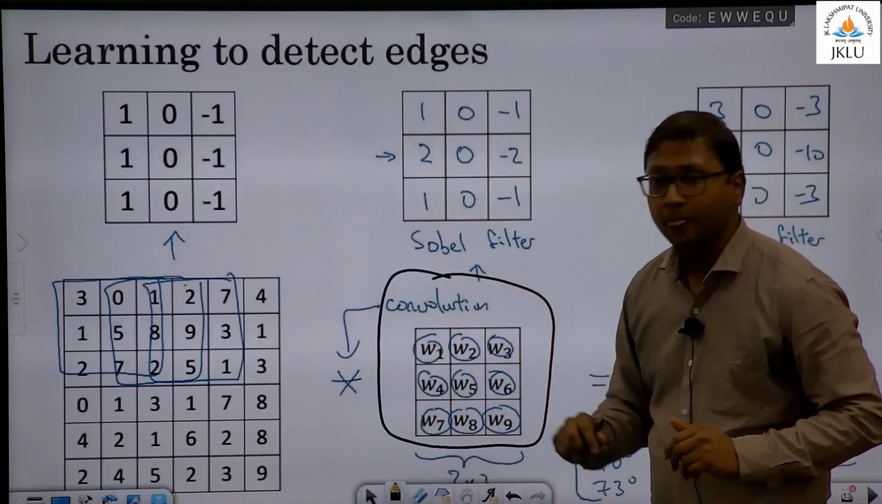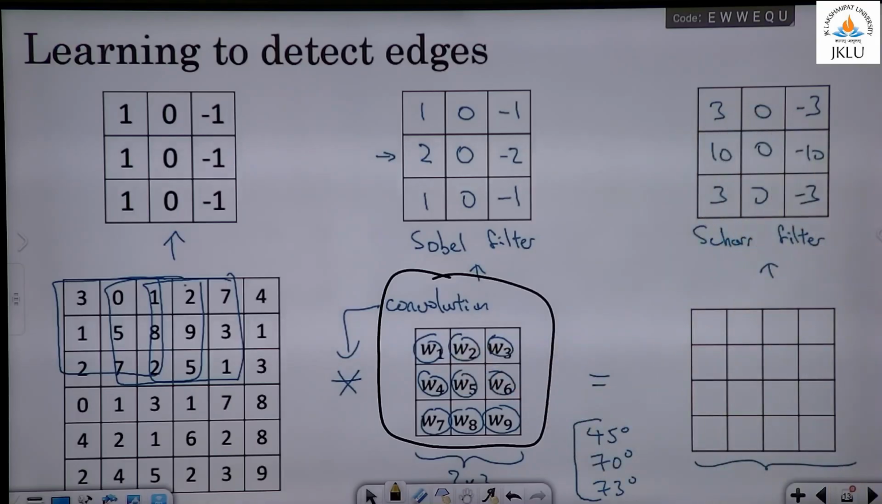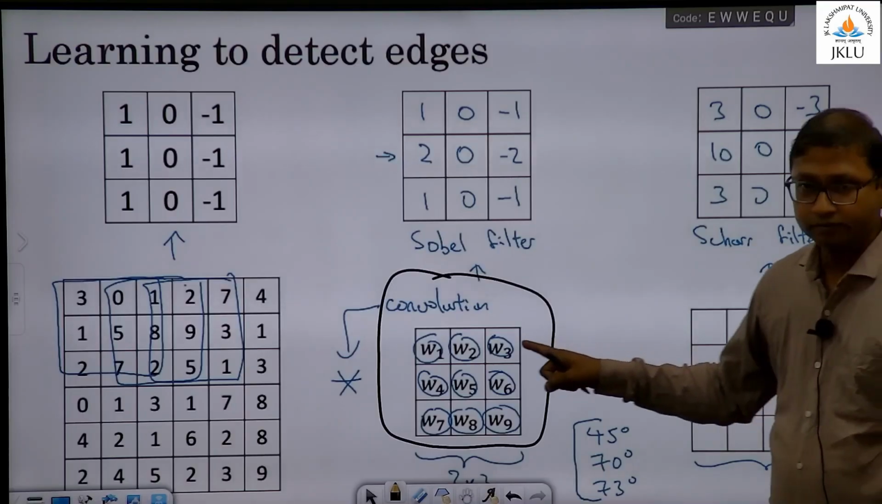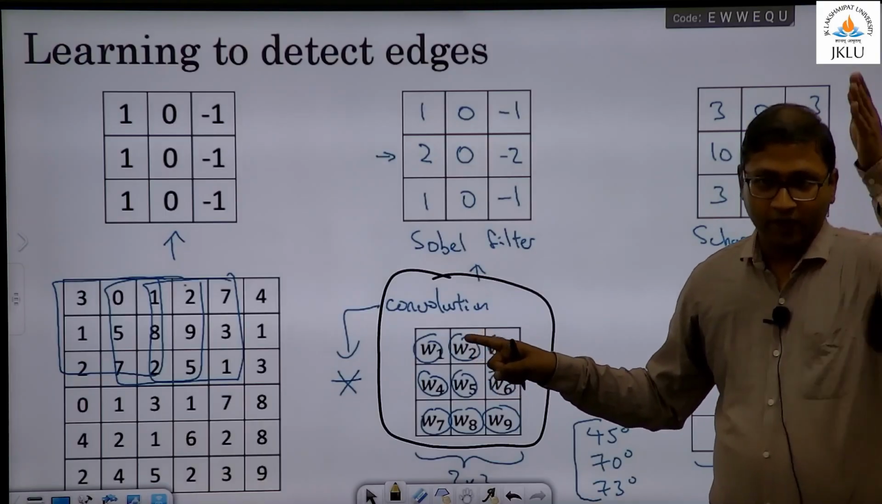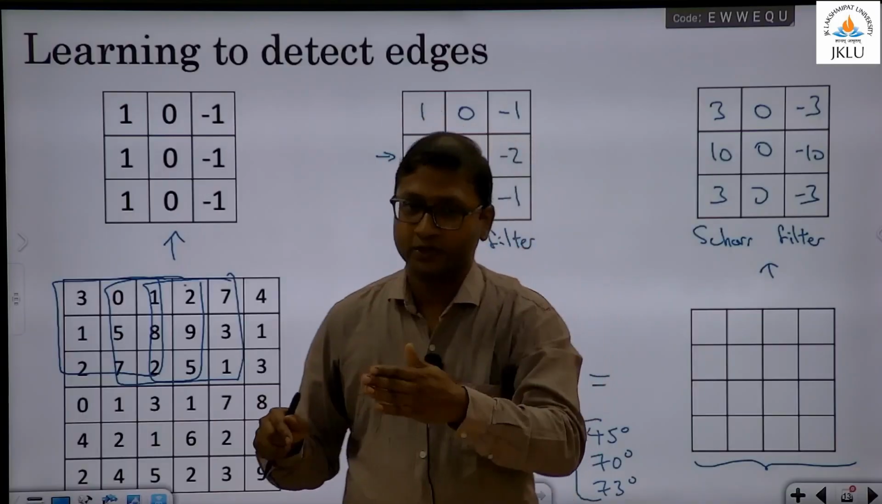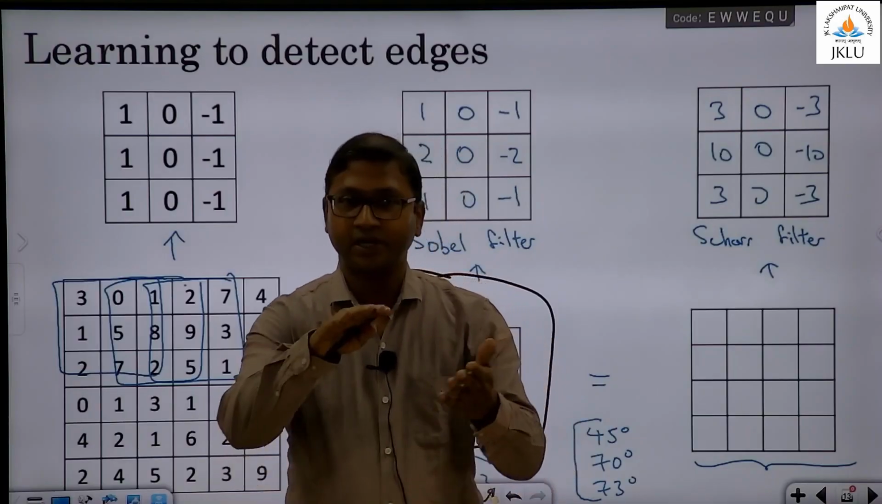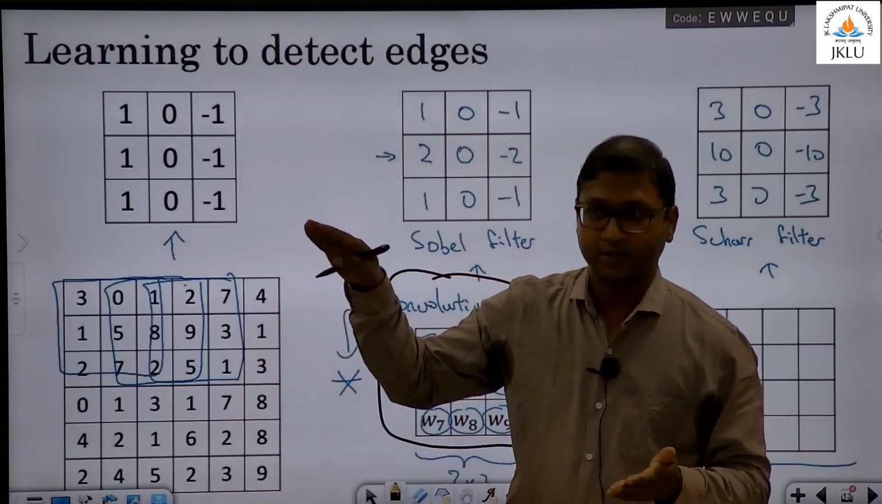What is it? You see W1, W2 here. So what inference do I take from this? One, one, one, 0, 0, 0, minus 1, minus 1, minus 1. This was a vertical edge detector. Similarly, we had a horizontal edge detector.